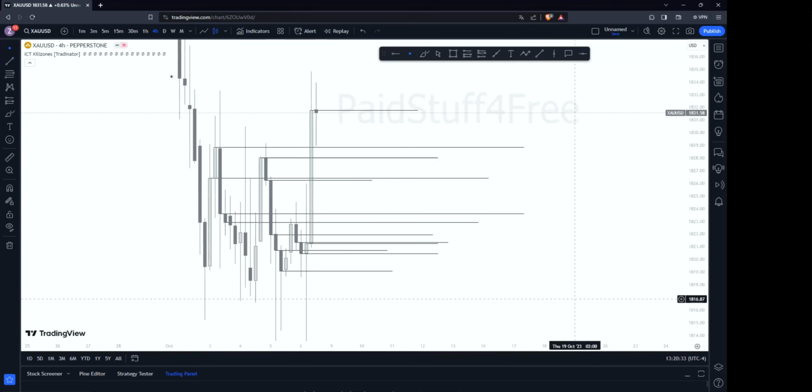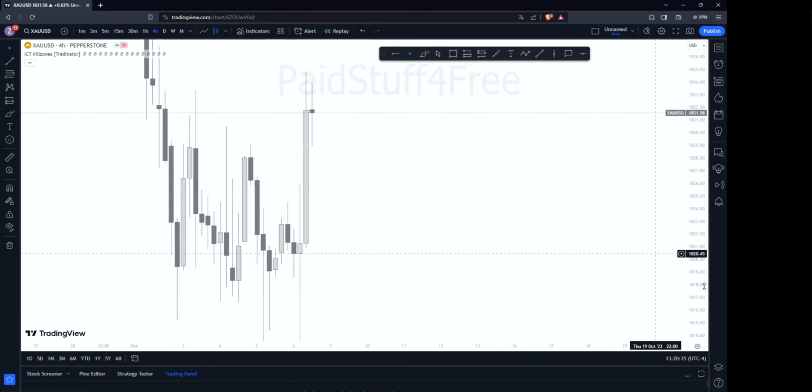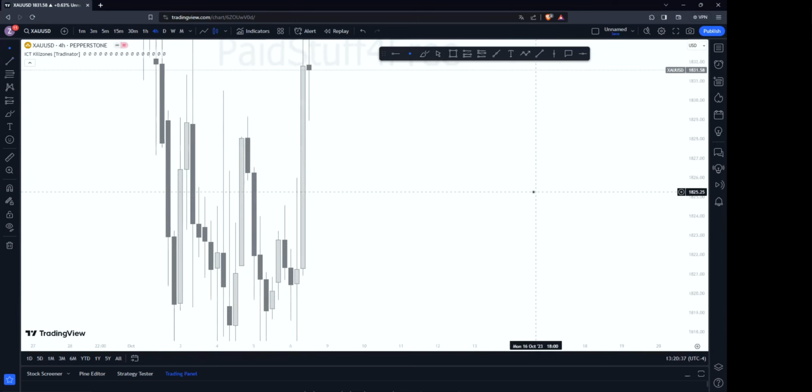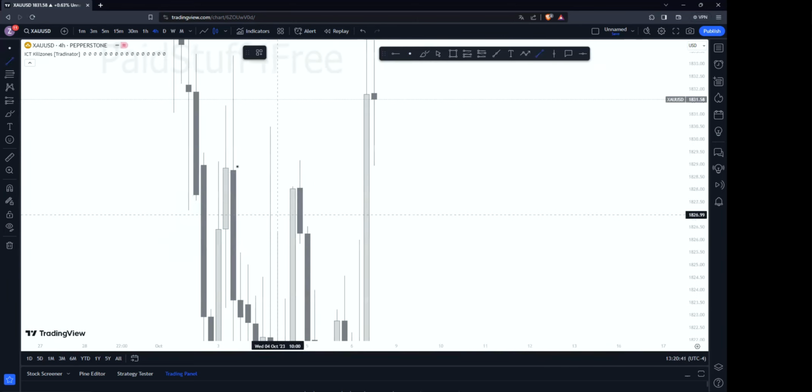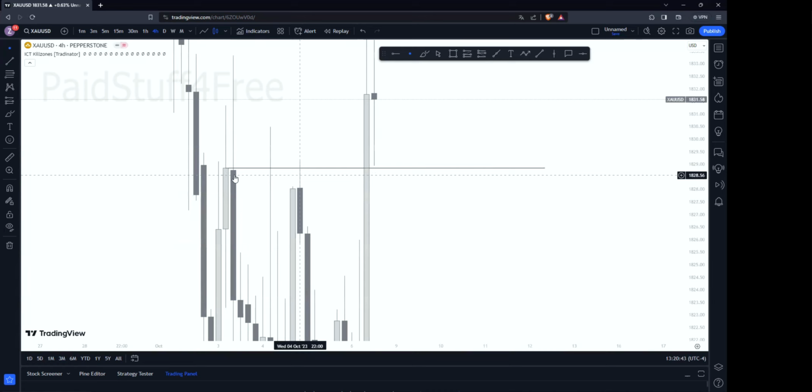So I'm gonna give you a few examples and you tell me if the level is fresh or unfresh, and how many times it has been used and how many times it has been touched. Now, let me take this level right here, right? So this level, what type is it? Is it fresh or unfresh? How many times has it been used? How many times has it been touched?